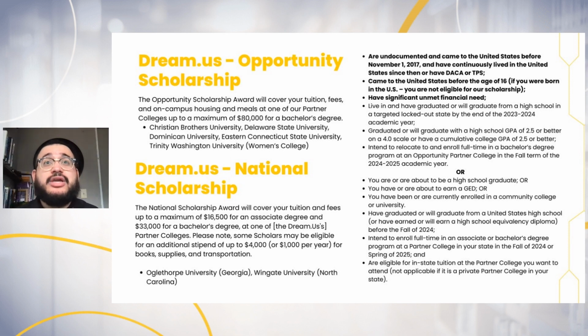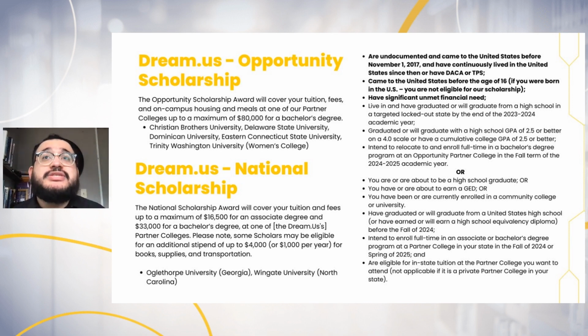For example, here in Georgia, if you're an undocumented student and you go to their website and select Georgia, it'll let you know that you're eligible for both. In certain states, it'll offer you one or the other, but not both. And in some states, it might encourage you to apply to other amazing programs that are specific to your state.